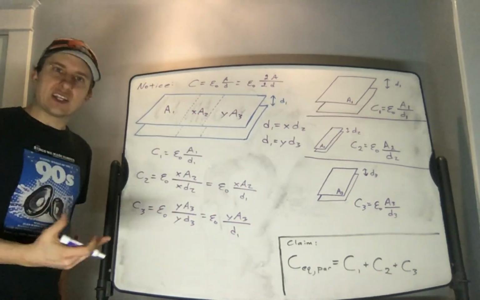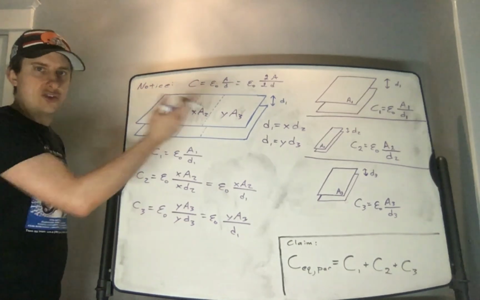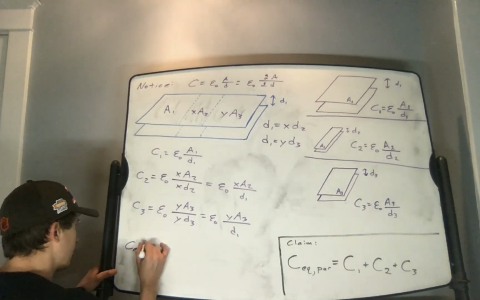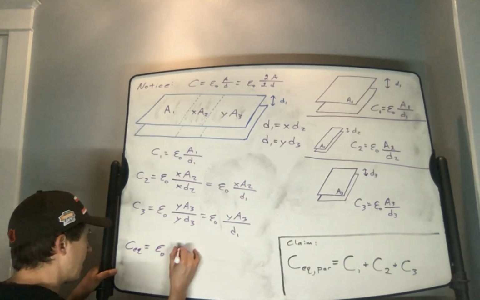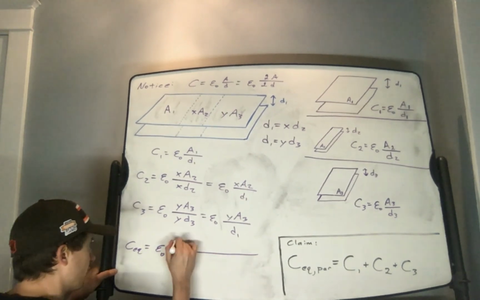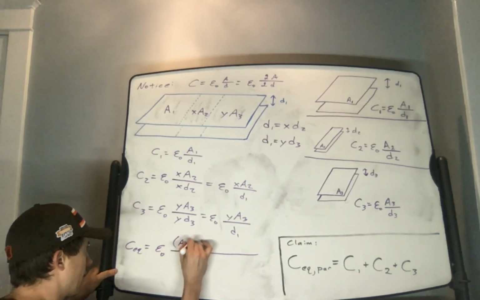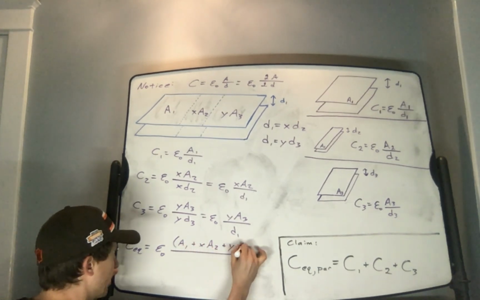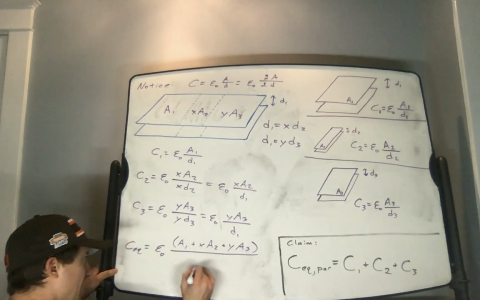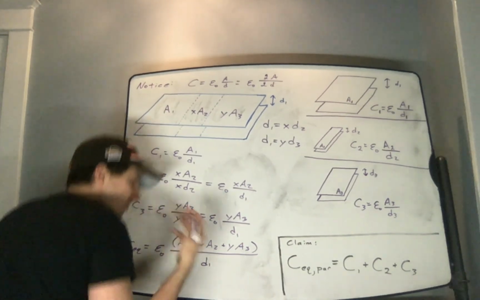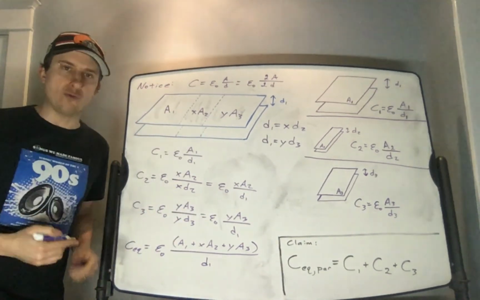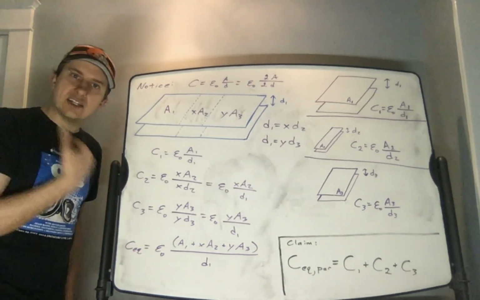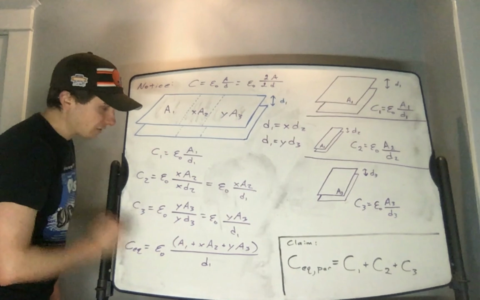I could therefore say that the capacitance of this new capacitor is going to be given as C equivalent is equal to epsilon naught times the total surface area of this new capacitor, which is A1 plus x A2 plus y A3. And we'll divide that by the distance between the plates of this new capacitor, which is d1. Now we could take this equation and divide up the terms in the fraction.